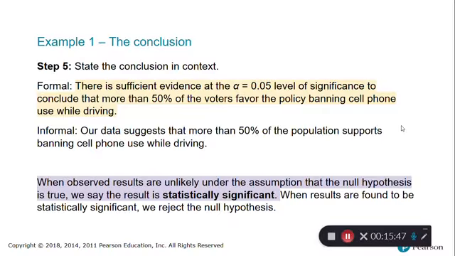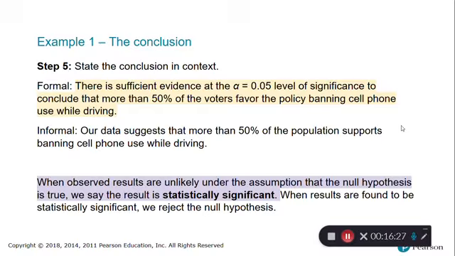So in step 5, even though we just made that decision, that was more like statistics talk: P is less than alpha, and so we reject H0. But now we want to put this into words that people can actually understand. So we're going to put this back in context. What we would say is that there is sufficient evidence at the alpha equals 0.05 level of significance to conclude that more than 50% of the voters favor the policy banning cell phone use while driving. Since we rejected H0, which was that it was equal to 0.5, that means we're going with the alternative that was more than 0.5 or more than 50%.